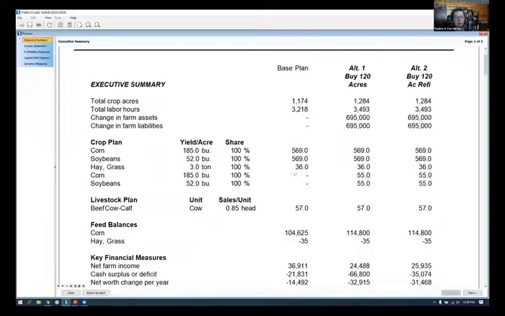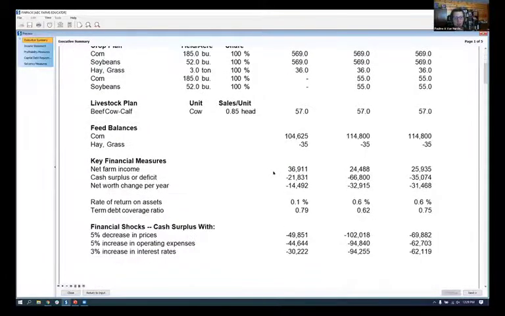And here in our executive summary, in this case, we are getting a look at some of the key financial measures for these different scenarios and which may meet our needs best, or perhaps we're not happy with this net worth change, which would likely be expected. So we may want to go back to the drawing board and think of some other things, but it helps lay out that future planning need and what options might best meet the needs of the farm.